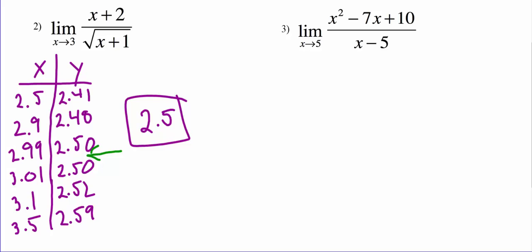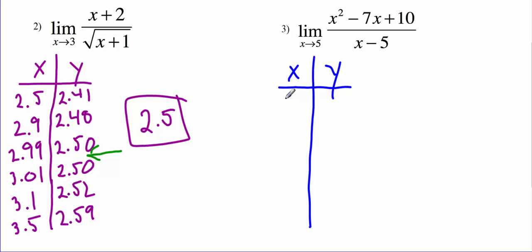If we were to try to plug in 5, we would have division by 0. So in this case, we cannot actually plug in 5. We have to use the same method though, and we trust it. Now again, we're looking to see if the graph approaches the same point from both the left and the right.